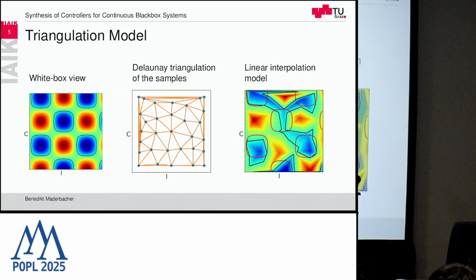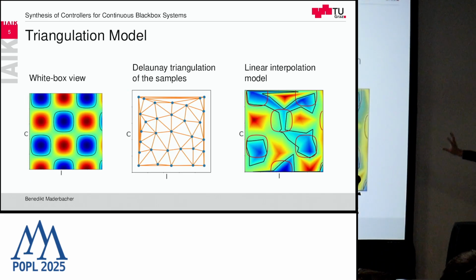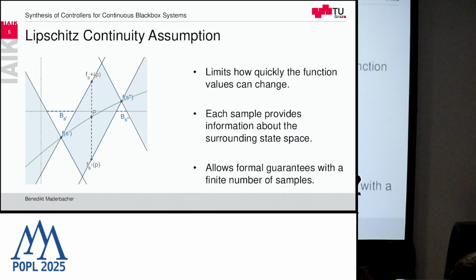But since this is all continuous, we can't verify anything with just finitely many samples if you don't add at least some additional assumptions to that. And for that, we're assuming that our function, the function of both the inputs and the controllables, is Lipschitz continuous. And we are also assuming that we actually know the Lipschitz constant, or at least an upper bound of the Lipschitz constant. So what does this tell us? It gives a boundary of how fast the output of this function can change.